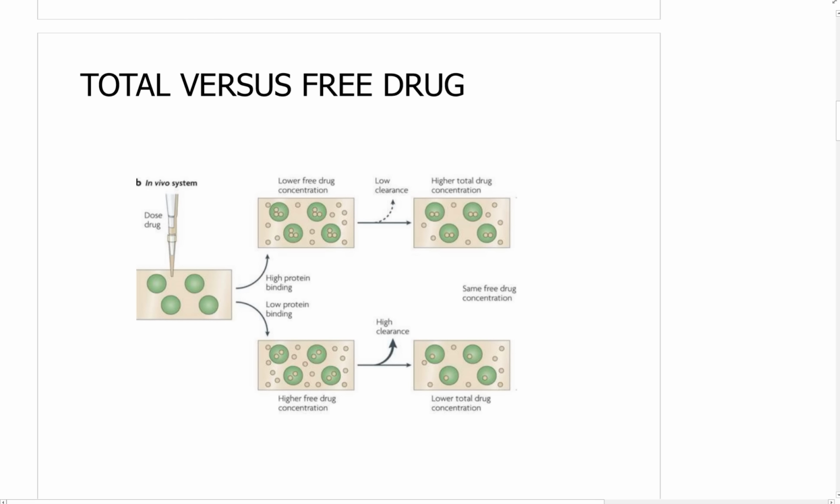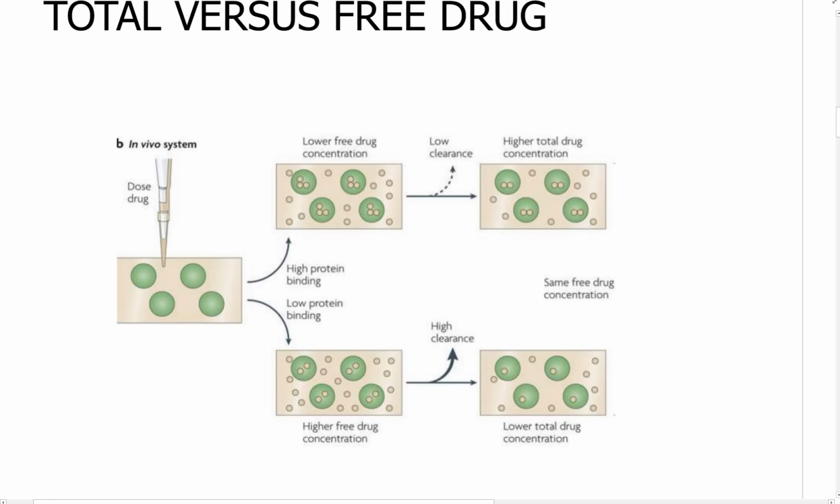First, it is not in my note, but I am using this chart or scheme to explain some of the major concepts of protein binding. First, you have to remember that only free drug is responsible for pharmacological effect, and only free drug is excreted or eliminated by the organ, metabolizing organ or kidney. These two concepts you have to remember: only free drug, not protein bound drug. So when you take drug, assume these are protein.